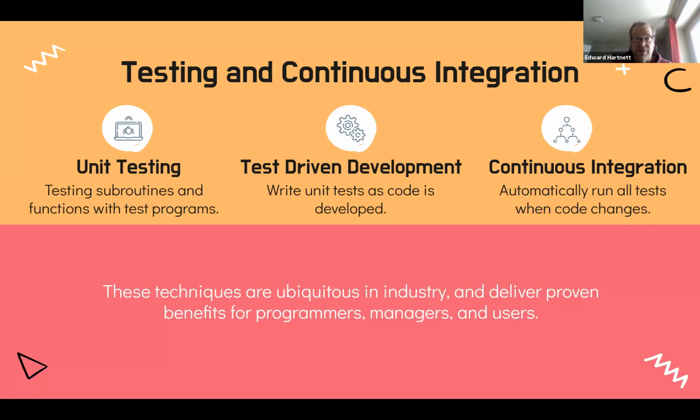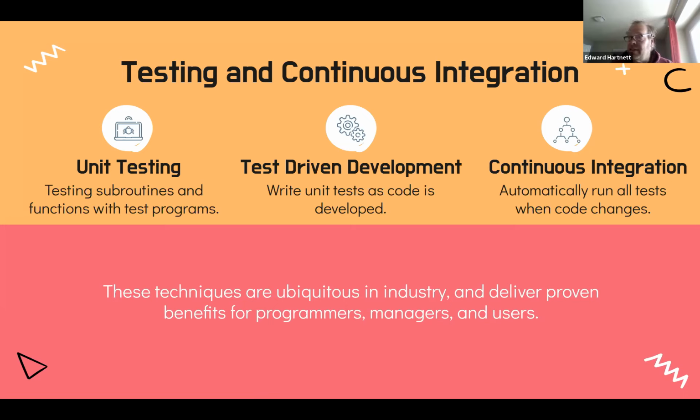Let's just define what we're talking about here. Unit testing is when you're testing the subroutines and the functions with test programs. So to put it in a modeling example, you have a large number of Fortran functions and subroutines, and you write a test program for each of them, or multiple test programs for them, which run them with controlled inputs and look at the outputs and make sure they did it correctly. That's a unit test. When you write your unit test as you're developing your code, we call that test-driven development. It's been proven to be extremely cost-effective. And when you run all your tests every time your code changes, we call that continuous integration. Okay?